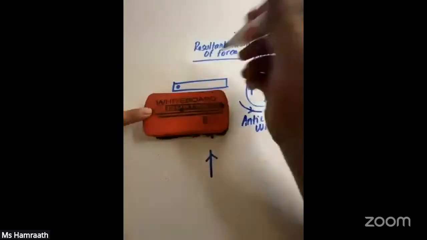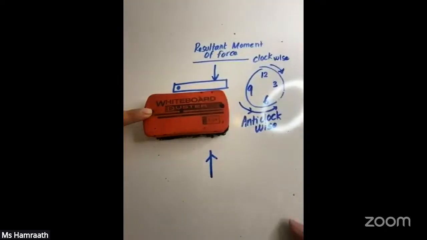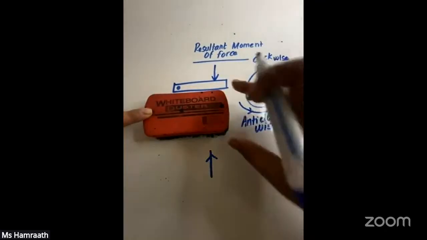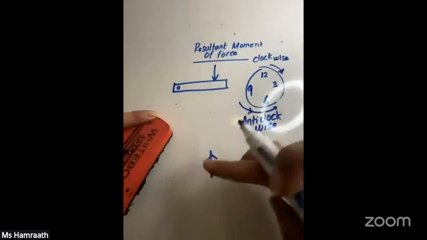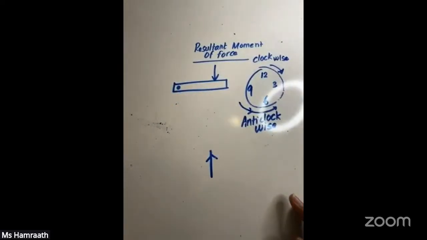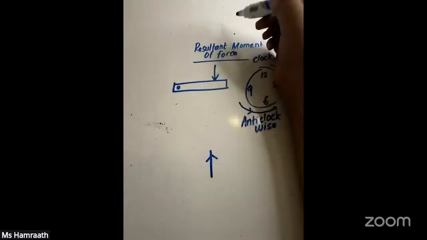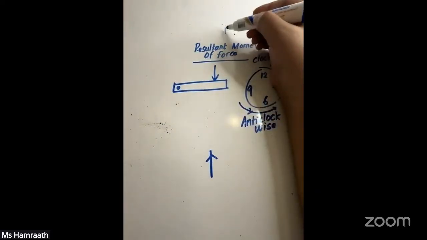But if I am giving a force from the top, what is the direction of the rod? Very good. That is clockwise. So now you understood the direction of the forces. Now moment of force has two types of direction. Now can you remember you studied something called quantity?